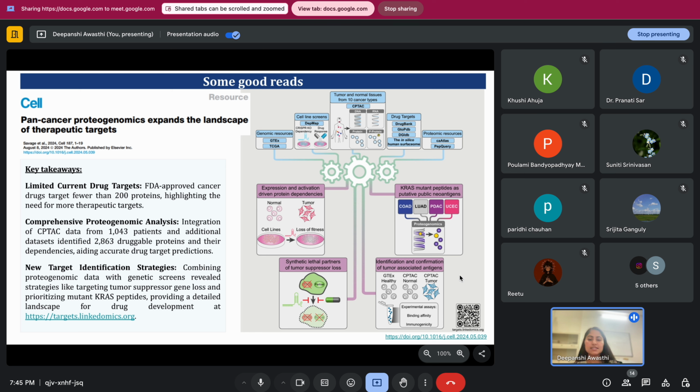So in this way, in this paper, all these things have been discussed, which ultimately gives you the idea of how important these proteogenomic resources are for better personalized medicine and therapeutic design for cancers.